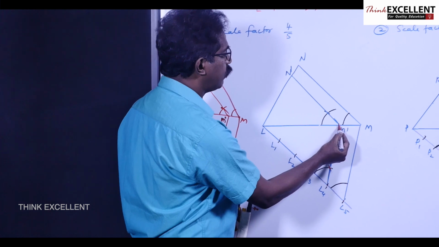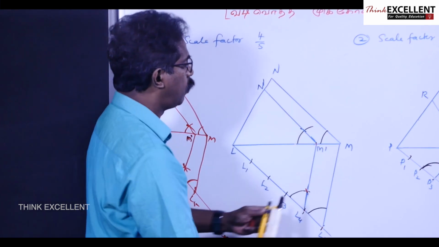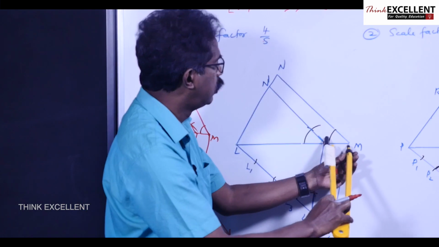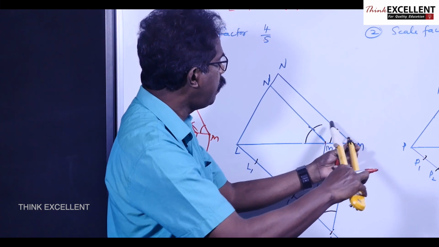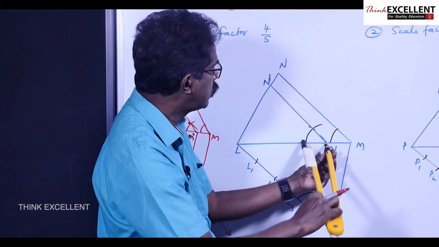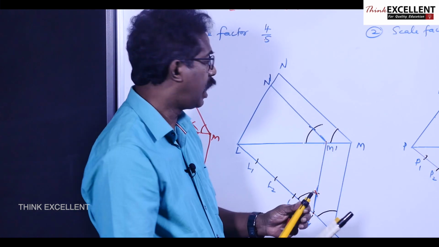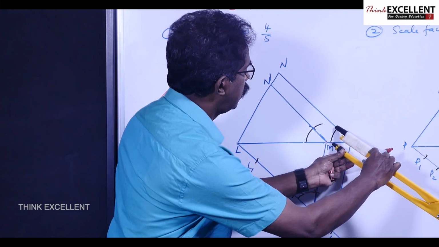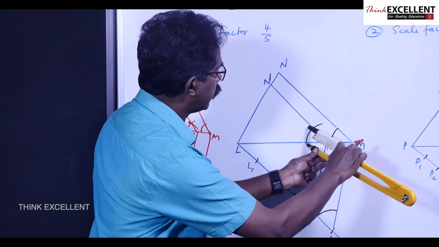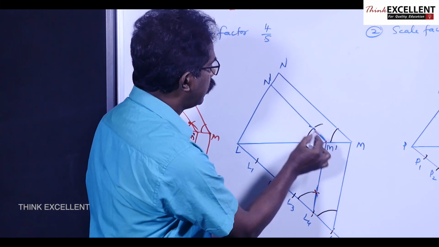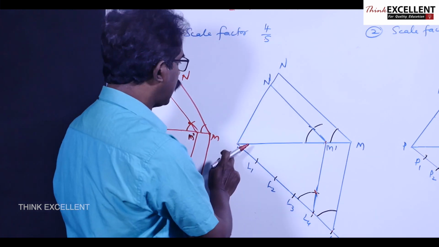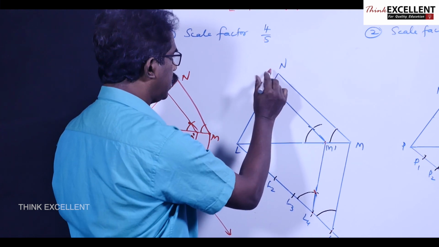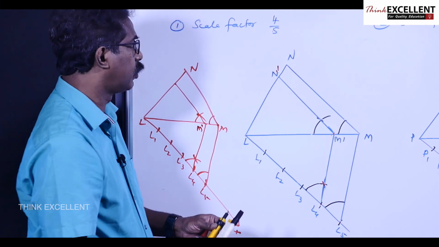At M dash, we have to draw a line parallel to this. So what we do, keep the pointer here, draw an arc. Same measurement, keep the pointer at M dash, draw an arc. Now measure this length, keep the pointer here, cut it. Now join these two, join here, right? So L, M dash, N dash is the required triangle.